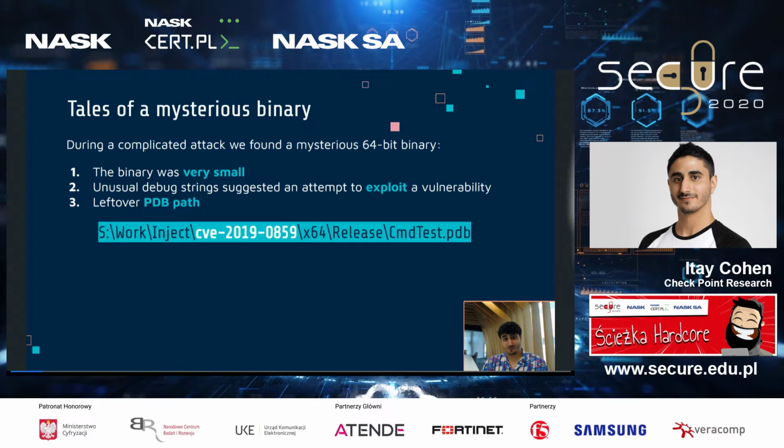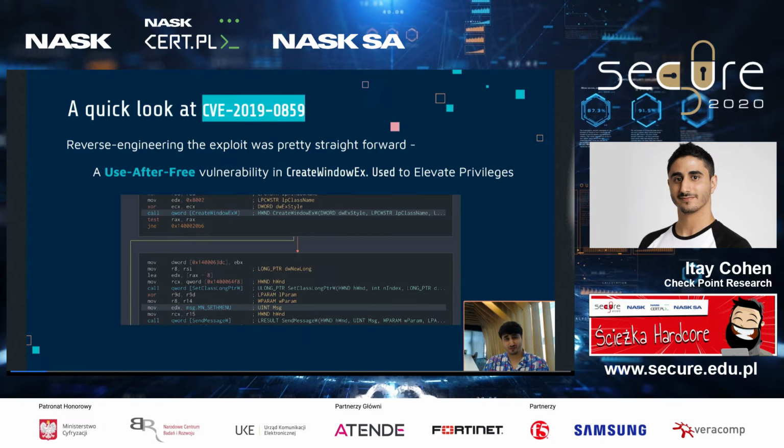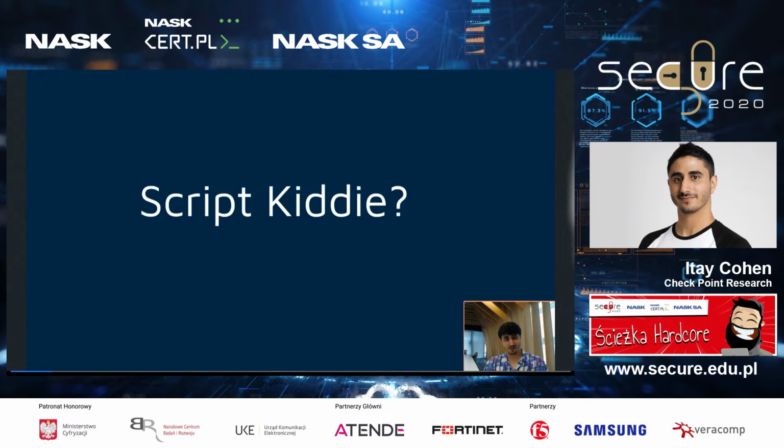It also had a PDB path inside it that did not leave a lot of place for imagination regarding what this file is, as it stated very clearly that this is CVE-2019-0859. So we quickly reverse engineered the binary. It was pretty straightforward. The vulnerability was a use after free in CreateWindowEx, and it was used to elevate the privileges of the parent process to system.